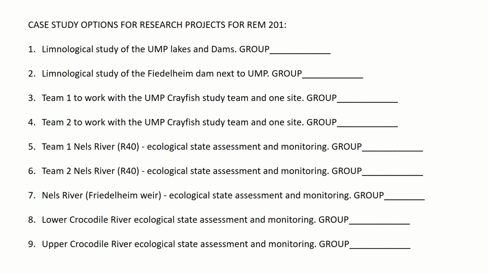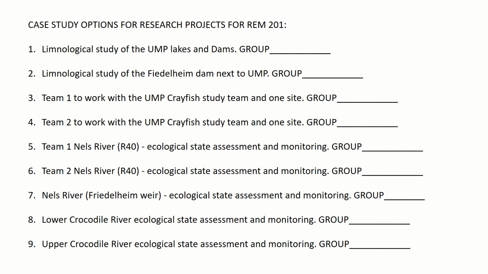Team 1 to work on the Nels River, that's at the R40. Okay, remember that's where we worked last year. And 2 teams there as well. One will work by the rocks, another group will work a little bit upstream. Then there's a 3rd team to work by the Friedelheim Weir, upstream on the Nels. I'll show you that in a moment. Then 1 team to work on the lower Crocodile, below Mpumalanga, and 1 team to work on the upper Crocodile above Mpumalanga, above Nelspruit.